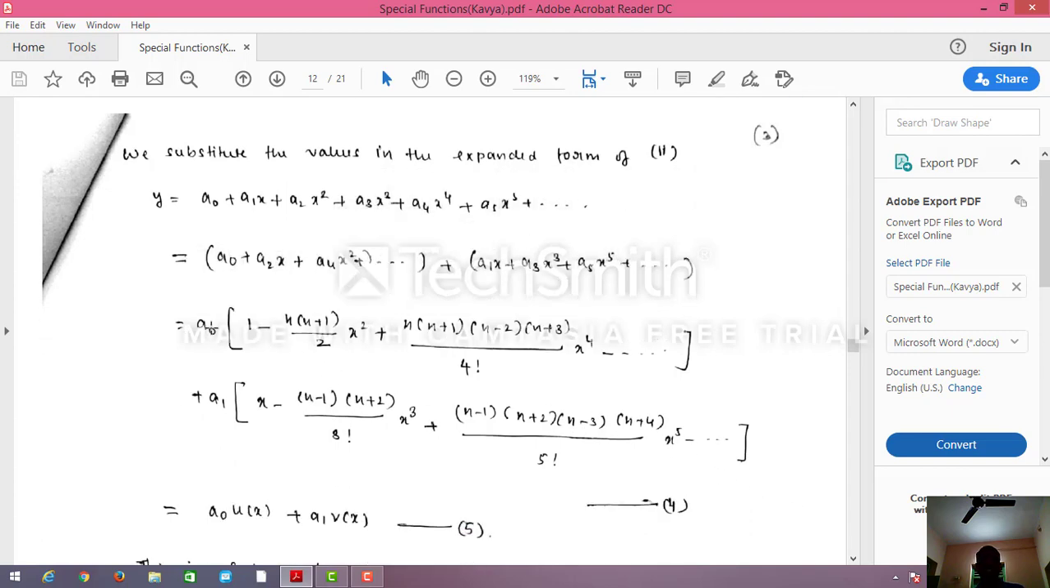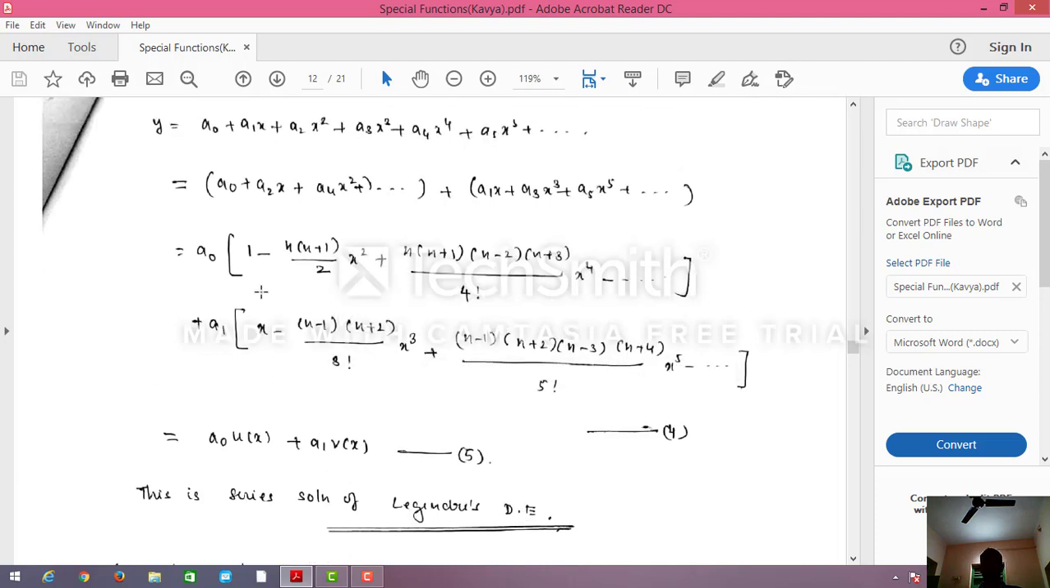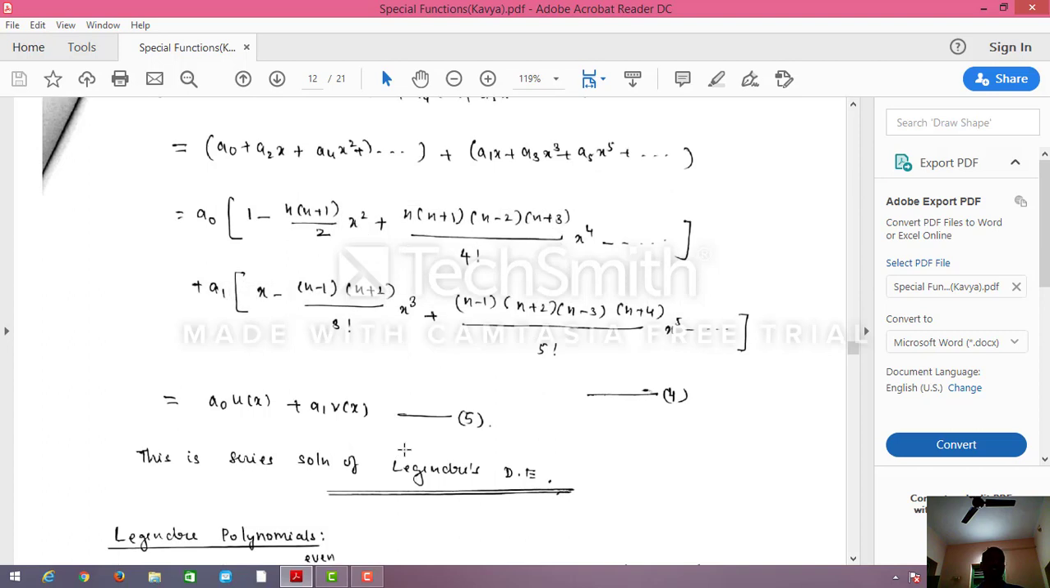So this only I will write: a0 into these terms I am denoting as u of x, plus a1 into these terms I am denoting as v of x. So this is the series solution of the Legendre differential equation. What is u of x? U of x is this term. What is v of x? V of x is this term, which together give the series solution of the Legendre differential equation.